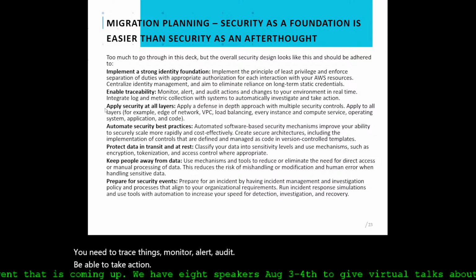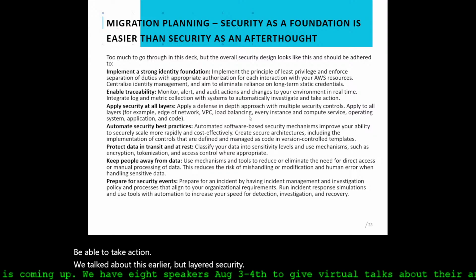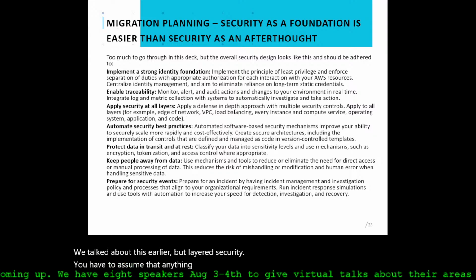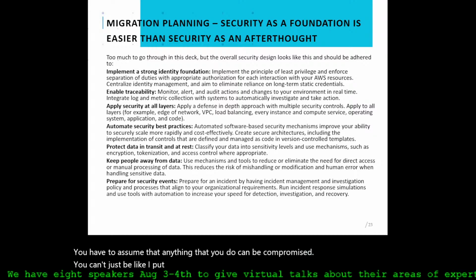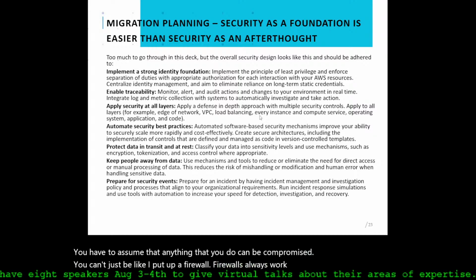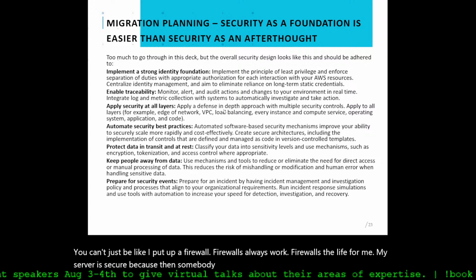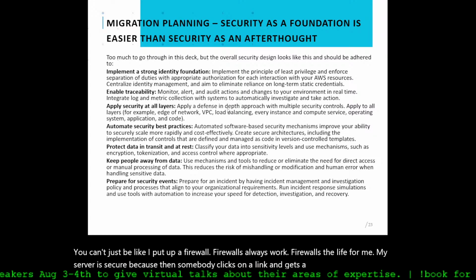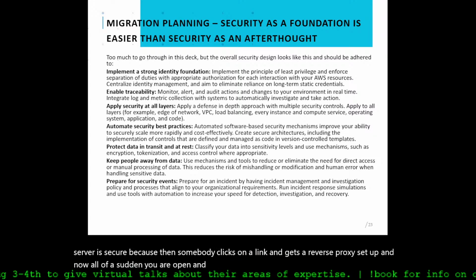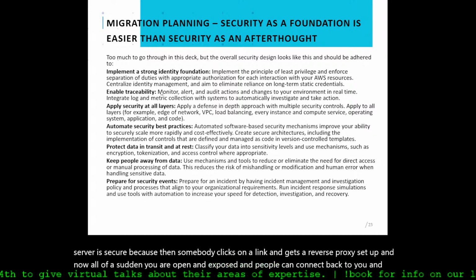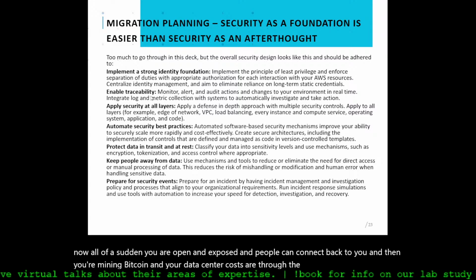We talked about this earlier, but layered security. You have to assume that anything that you do can be compromised. You can't just say, oh, I put up a firewall. Firewalls always work. My server's secure. Because then somebody clicks on a link and gets a reverse proxy set up, and now all of a sudden you are open and exposed, and people can connect back to you, and then you're mining Bitcoin, and your data center costs are through the roof because you're pushing data everywhere.